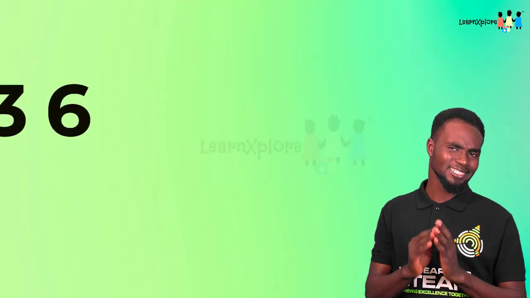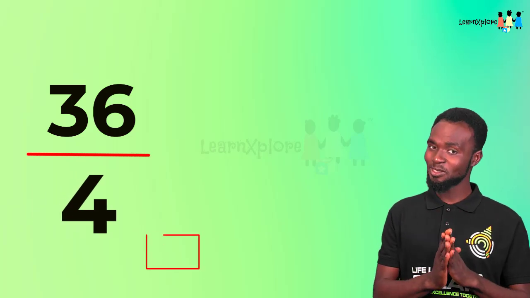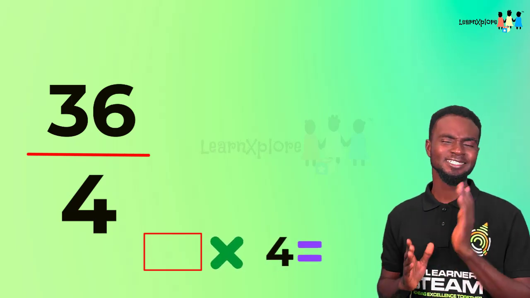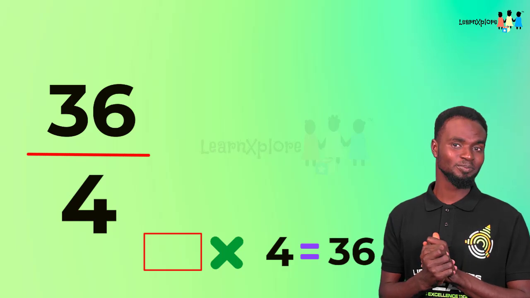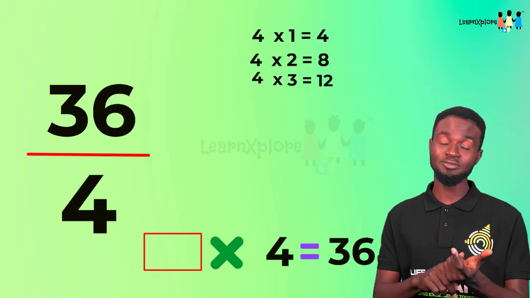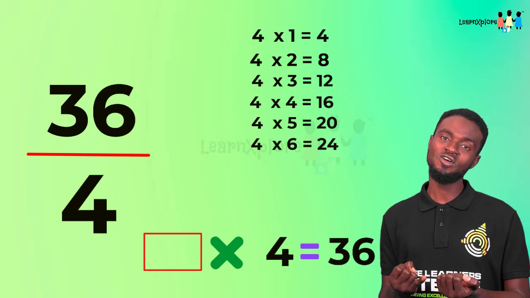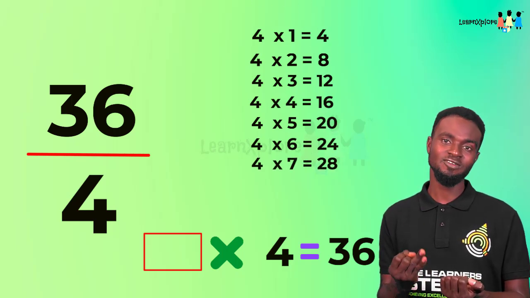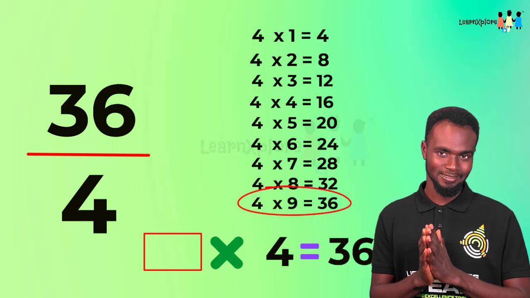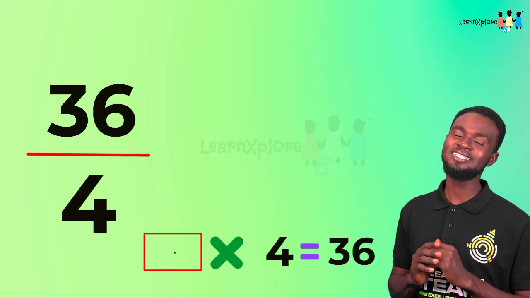What about 36 divided by 4? What will you do? You're asking yourself, what number was multiplied by 4 that gave us 36? What will you do? Your 4 times table. So let's go. 4 times 1, 4. 4 times 2, 8. 4 times 3, 12. 4 times 4, 16. 4 times 5, 20. 4 times 6, 24. 4 times 7, 28. 4 times 8, 32. 4 times 9, 36. So you see that is 9. That means the answer to 36 divided by 4 is 9.